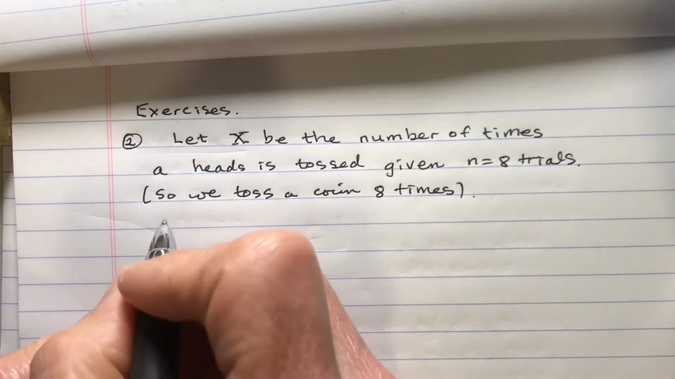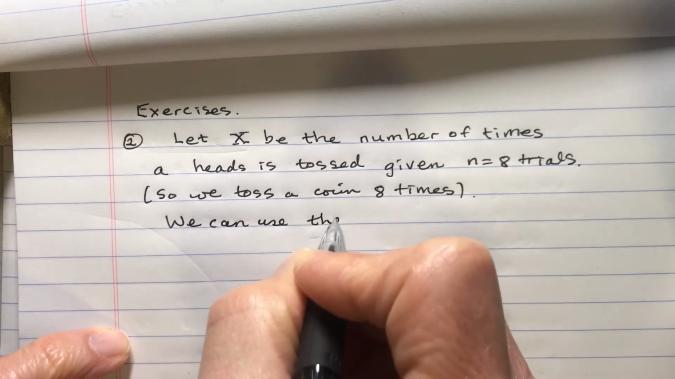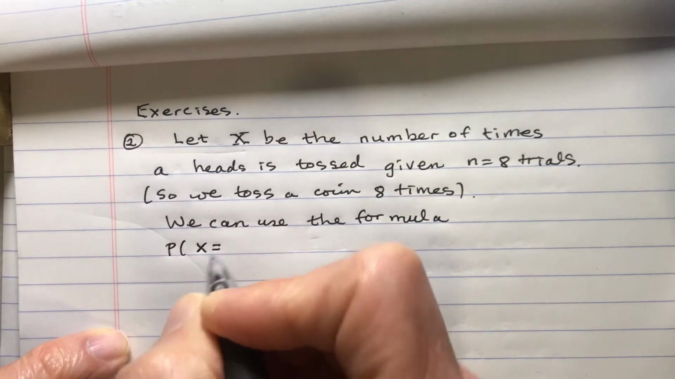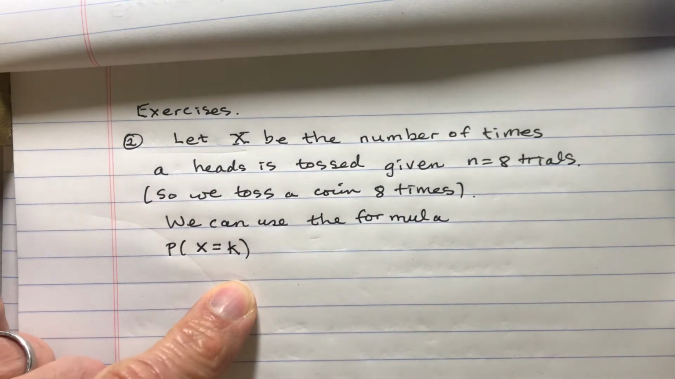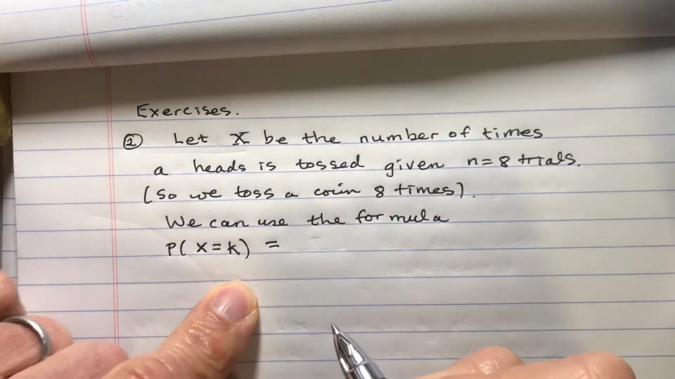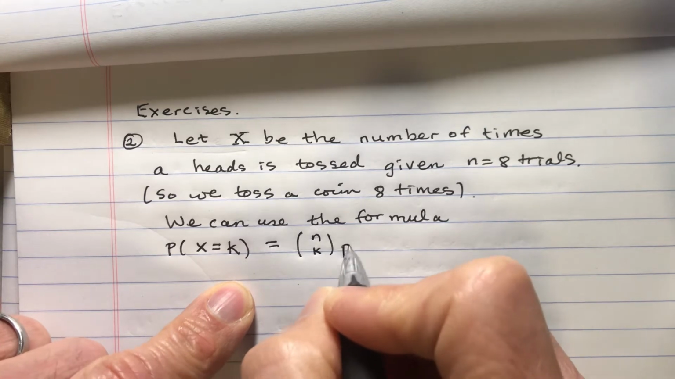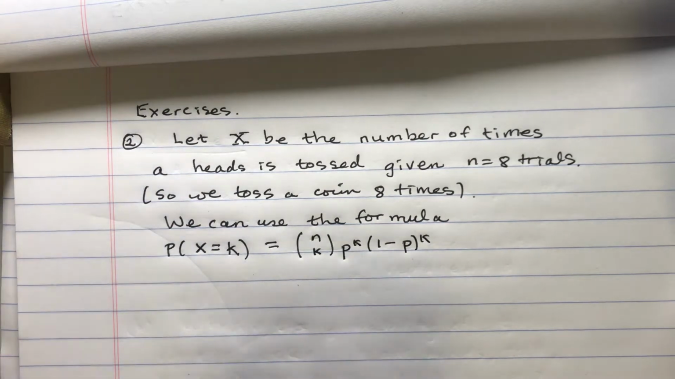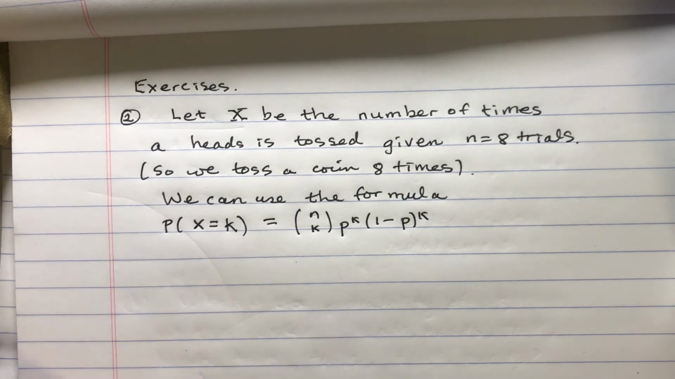So we can use the formula, the probability of x equal to k, which means k would be the number of heads you toss, equals n choose k, p to the k, 1 minus p to the n minus k power. Okay, so before we actually go on to the problems, let me explain this. Well, no, let's go ahead and start, and then I'll explain it as we go.